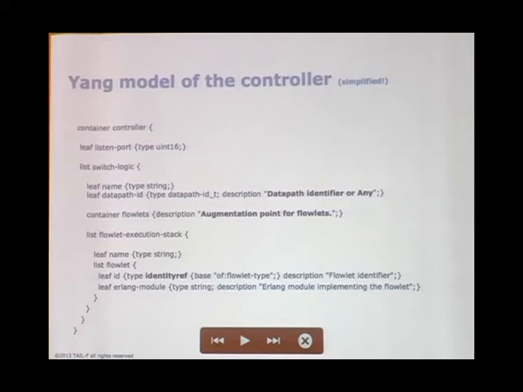So YANG has lots of nice features that, for example, we are making use of. For example, you can see down here that this identityref makes it possible to validate that you can't refer to a flowlet which doesn't exist anywhere. If you don't have a model for a certain flowlet, you can't refer to it in your configuration. So YANG consists of lots of those kinds of things, which makes it kind of neat to work with.